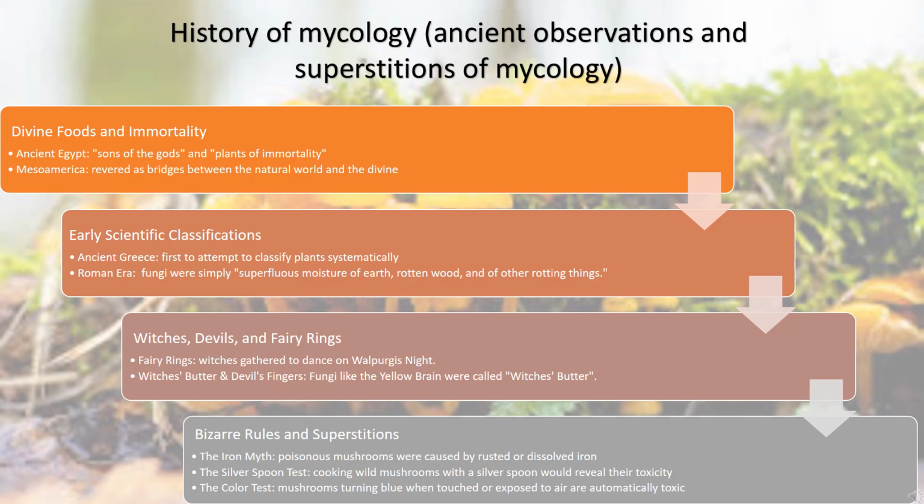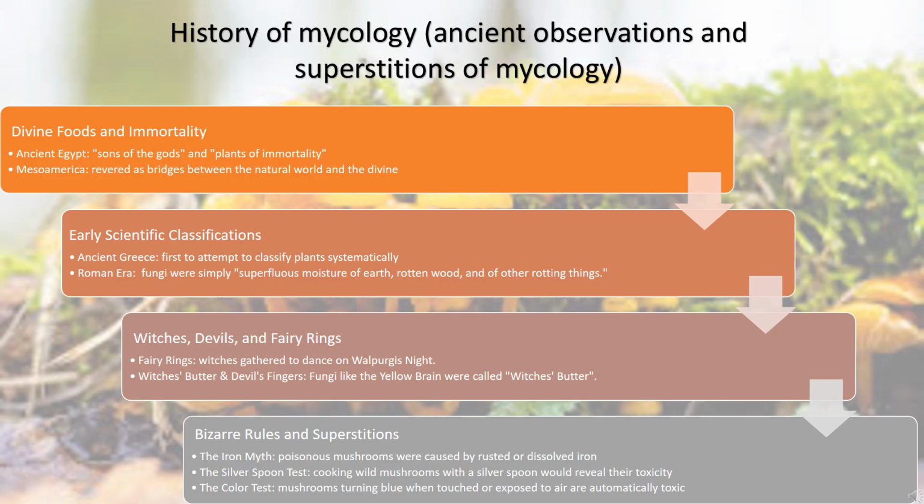1. Divine foods and immortality. In Ancient Egypt, mushrooms were considered sons of the gods and plants of immortality. The Egyptians believed that the storm god Set hurled lightning bolts that seeded mushrooms to the earth. Consuming them was an exclusive privilege reserved for pharaohs, while commoners were forbidden to even touch them.